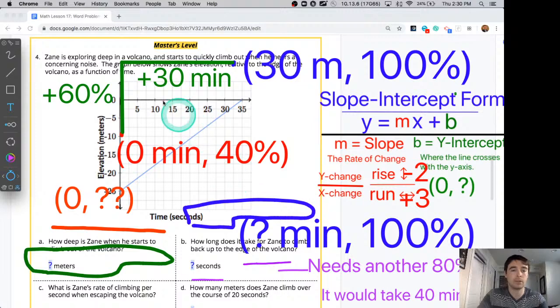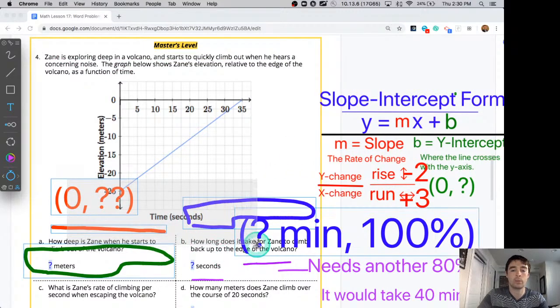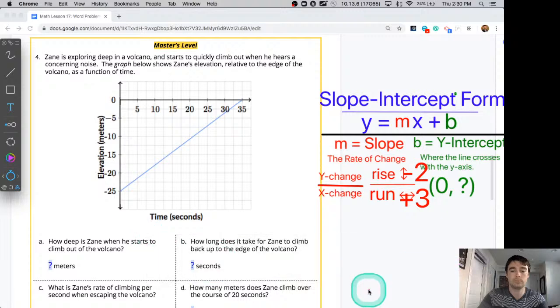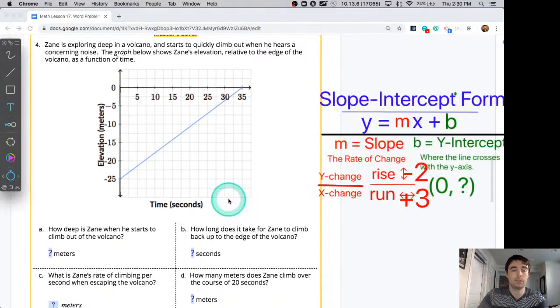Alright, I'm going to clean my screen up quickly with the work from the old problem, and now we're going to take a look at the next word problem. For the next word problem, let me zoom down just a little bit, we're told, and this is pulled directly from Khan Academy, Zane is exploring deep in a volcano and starts to quickly climb out when he hears a concerning noise. The graph below shows Zane's elevation relative to the edge of the volcano as a function of time.